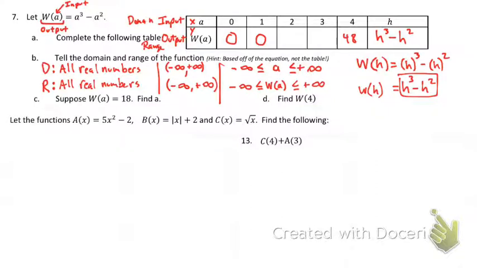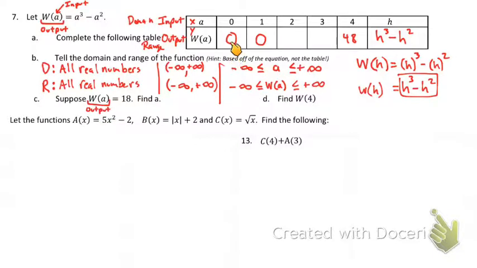All right, so now let's go to part C. Again, we're going to get practice with this. This takes a little time to understand. But part C says W(a), our output, is equal to 18. Okay, so we want to know, when is my output equal to 18?